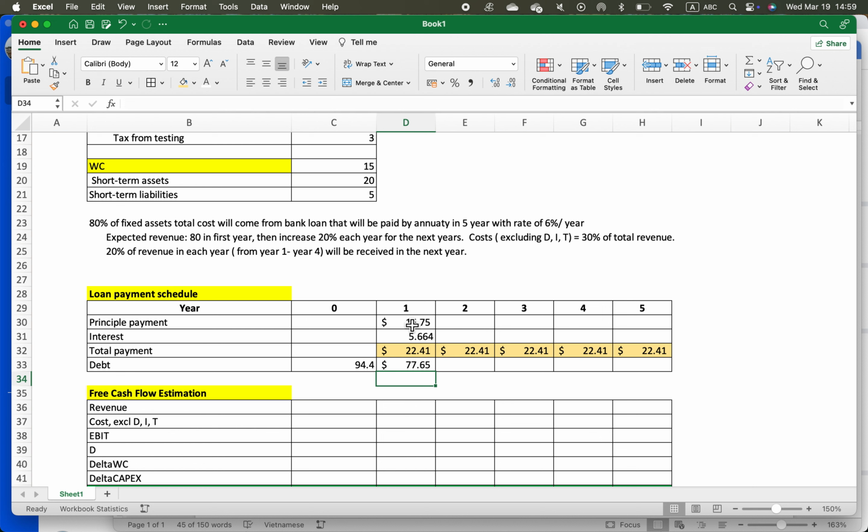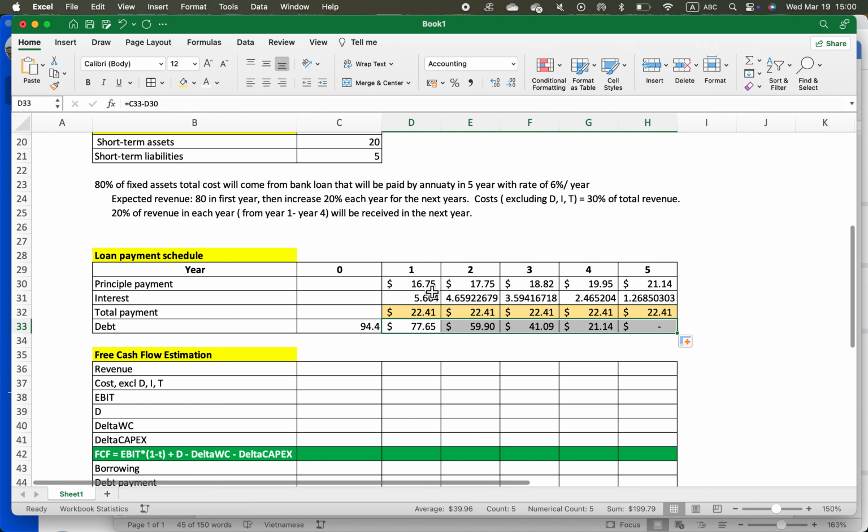Then we apply the same formula throughout the loan payment schedule. Okay, you copy it, and then here you copy it until the end. So you can see in here, at the end of the 5-year period, your debt is going to be 0 because you pay it out. Okay, good.